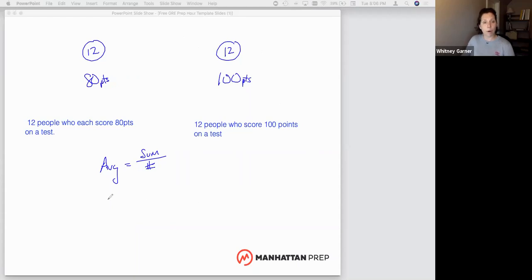So in our original example, when we had one person who got an 80 and one person who got 100, we had two people total. That would have been 180 over 2, which is 90. We can also think of the average as being exactly halfway between these two. So what changes then when I have 12 people? How do I calculate my sum when I have 12 people? I got 12 people getting an 80 and 12 people getting 100. How do I calculate that? What changes?